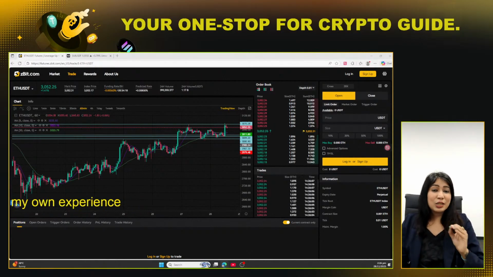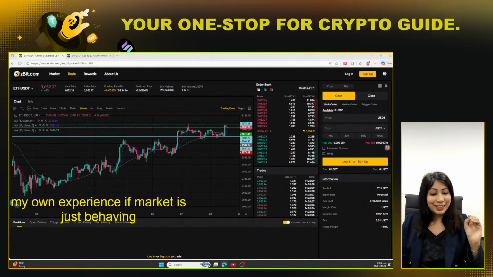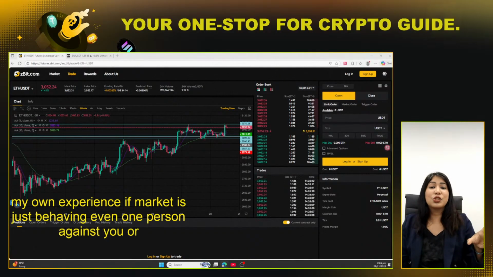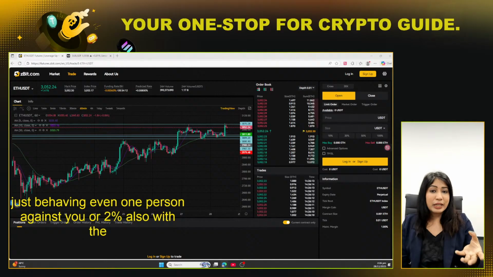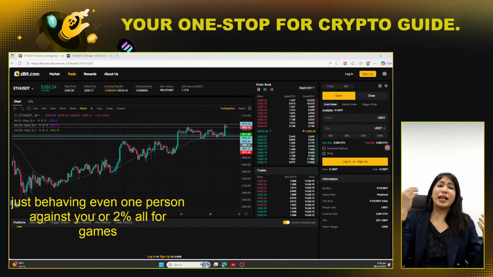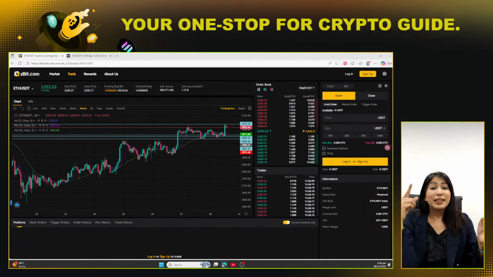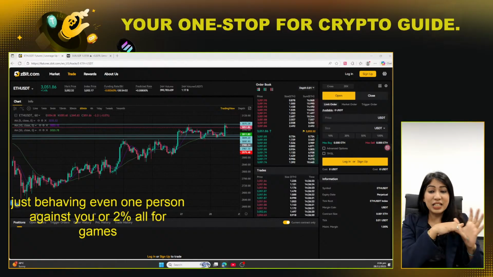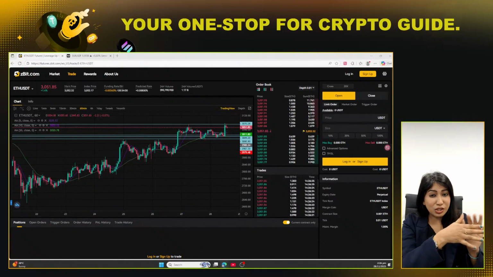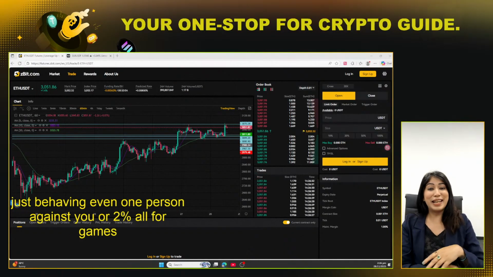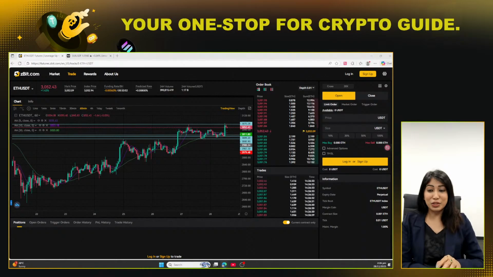If the market is behaving even 1% or 2% against you, with the kind of order or position you have taken, then it's better to always take a stop loss, exit the market, and get done with it. Even if it's a loss for the day, get done with it, guys. It's not worth staying until your margin completely exhausts. That's not how the futures market works.